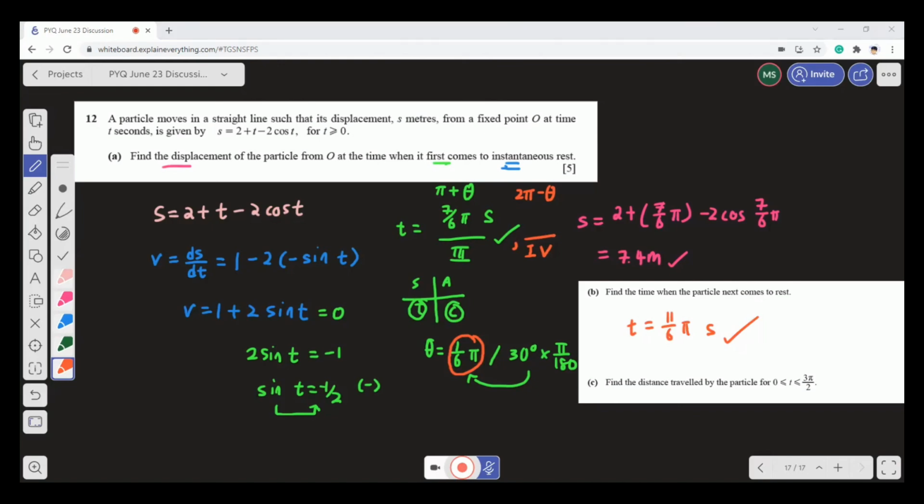Wait, just see how many marks. Oh, I did not bring in the marks. This is 1 mark here. This is 2 marks here. Oh, that's 2 marks.